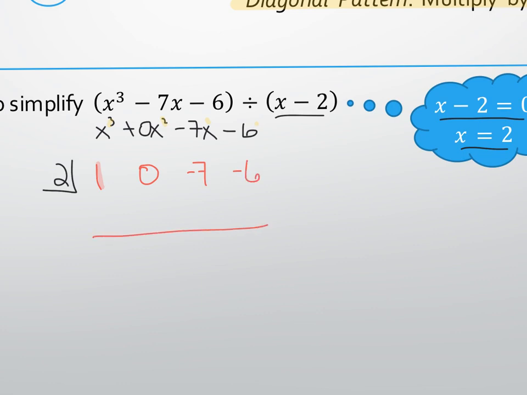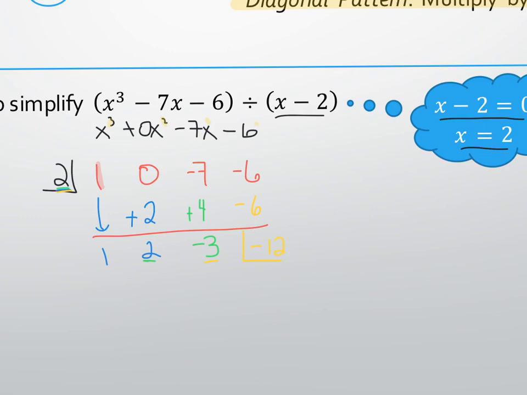The next thing we'll do is drop down that first term, 1. I'm going to take 1 times 2 and put it underneath the 0. Then I'm going to add down. 0 plus 2 is 2. We're going to follow that same process. Now I'm going to take 2 times 2, which is 4. Add down. Negative 3. And then we'll do it again. Negative 3 times 2 is negative 6. And this gives me a remainder of negative 12.